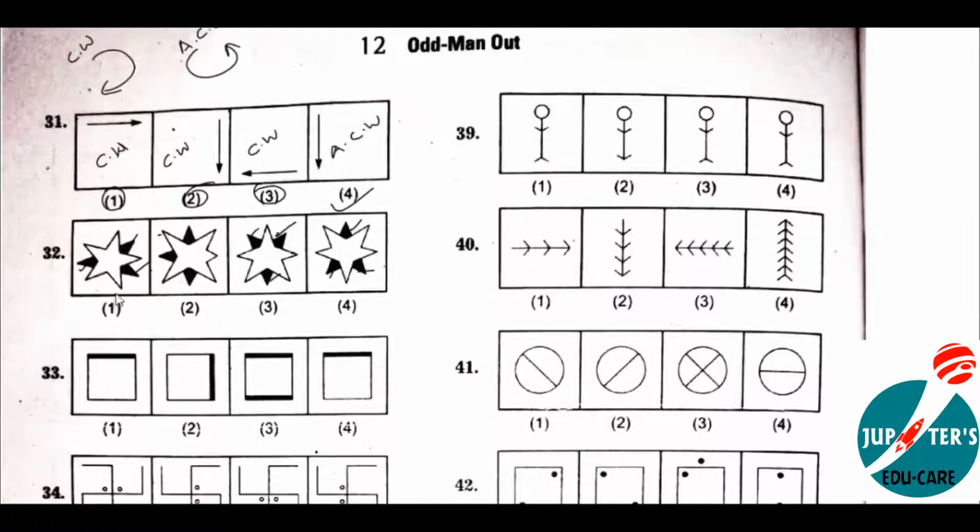So in options 1, 3 and 4, two shaded parts are beside each other, and the third shaded part is opposite to these two. But in the case of option 2, all three shaded parts are beside each other. So the second option's design is different from options 1, 3 and 4. So option 2 is our answer.